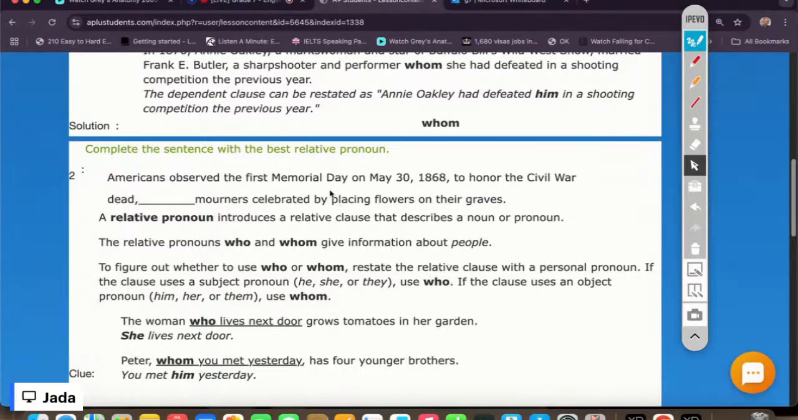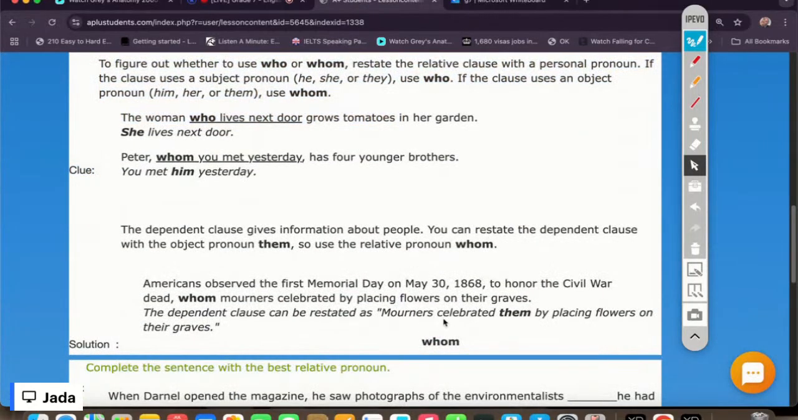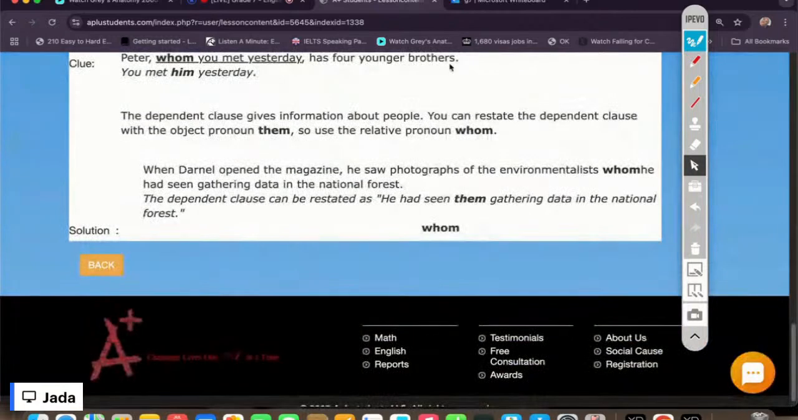Americans observed their first Memorial Day on May 30th, 1868, to honor the Civil War dead, whom mourners celebrated by placing flowers on their graves. So it's whom. You can restate it and have them.